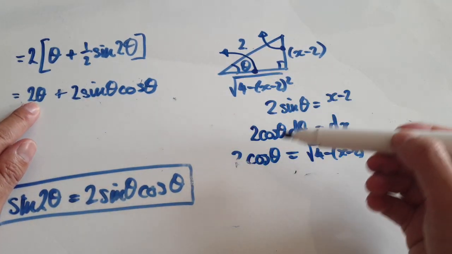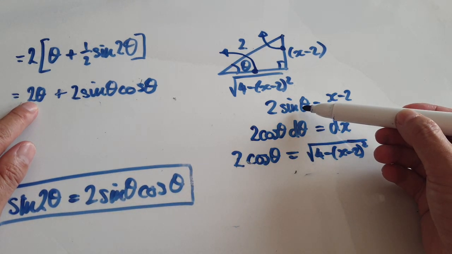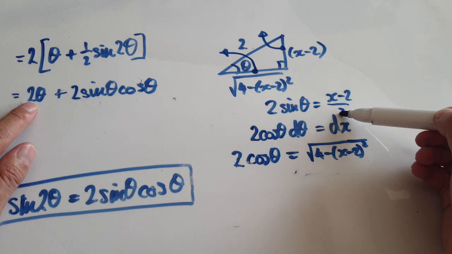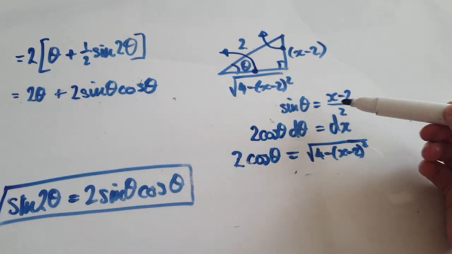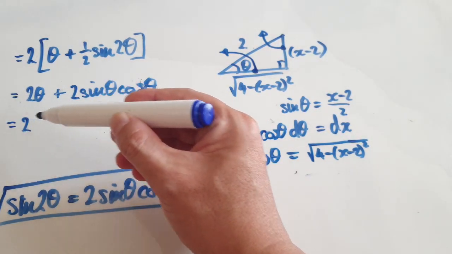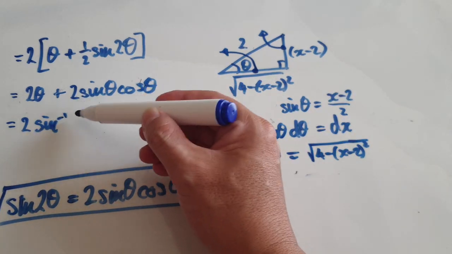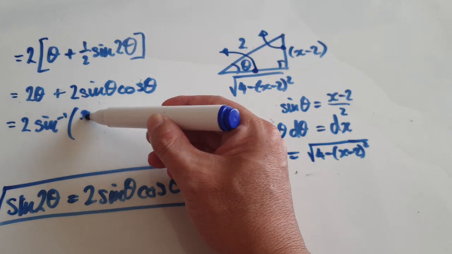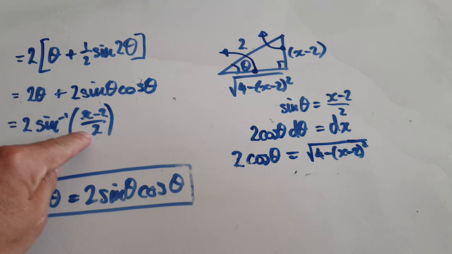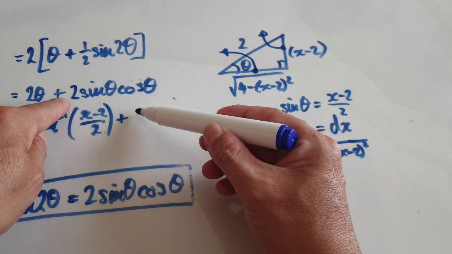What is theta? Well, going back to here, what is theta? Well, theta is, let me divide this by 2, so that will then become this. So what is theta? Theta is inverse sine this thing here. So that would be equals to 2. Theta would be this thing here, inverse sine of x minus 2 over 2. And there, that is theta. This thing here is theta from this. Now plus, you got your 2.